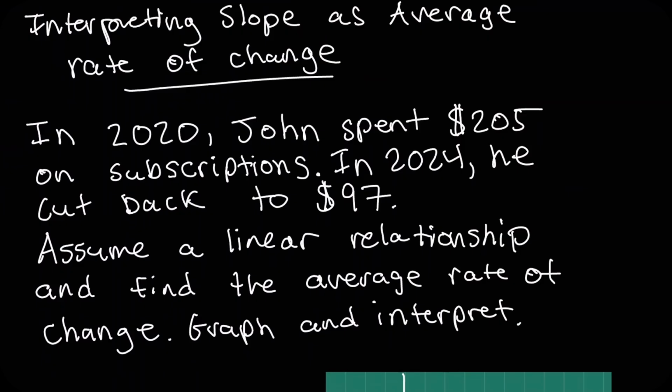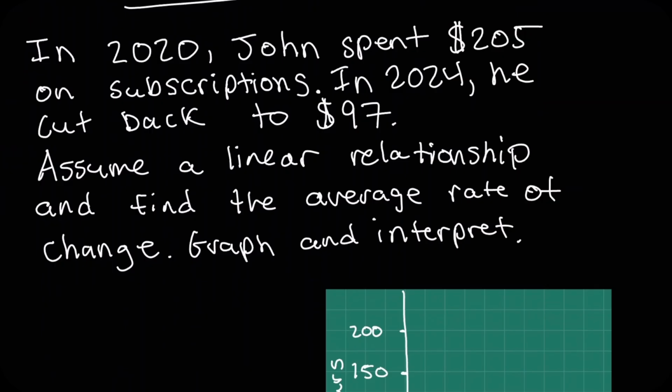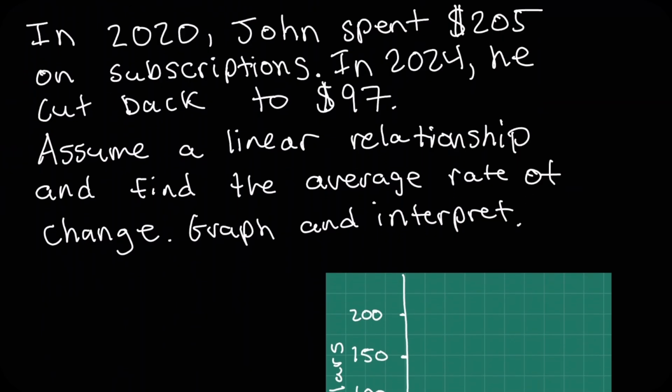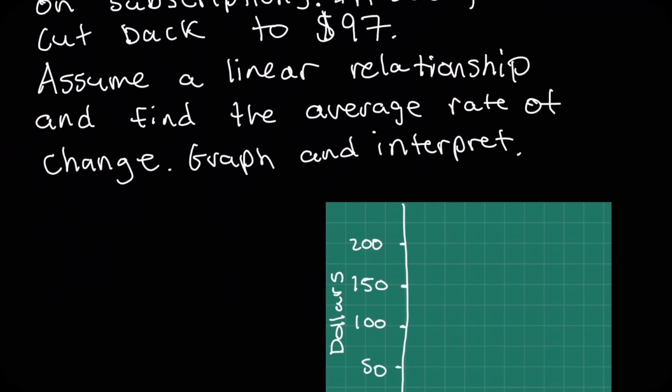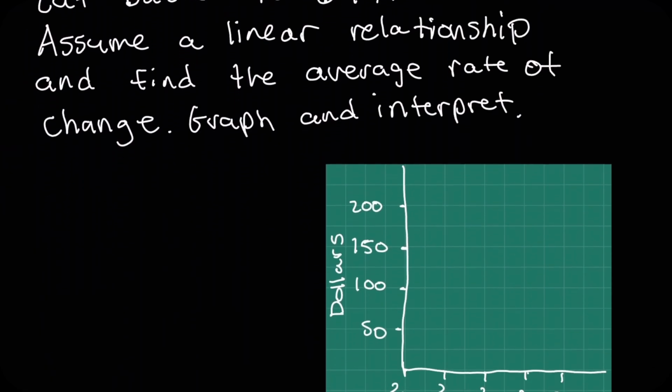In 2020, John spent $205 on subscriptions. And then in 2024, he cut back to only $97. We want to assume a linear relationship and then figure out what the average rate of change is, graph it, and then finally interpret it. So let's go ahead and figure out what we need to do here.